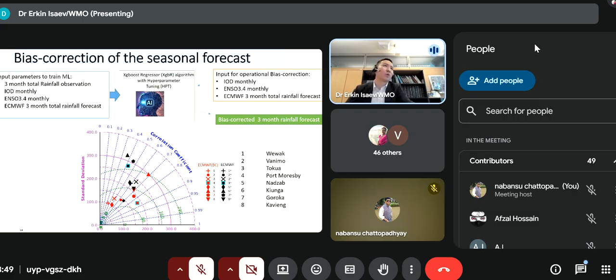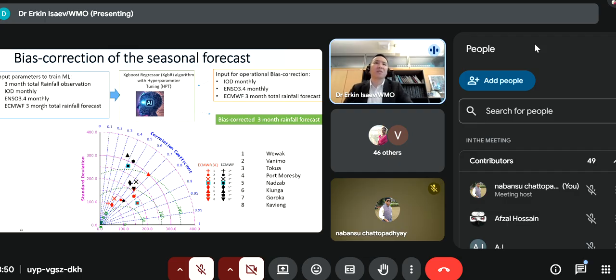This one was more appropriate, and we trained it by using 3 months rainfall observation from in situ, and also the archived Indian Ocean Dipole. It was used for more than 20 years, with daily and monthly indicators, and we divided 70 by 30, 70% for training and 30% for verification. And also these indexes, and also the archived forecast and hindcast of the ECMWF forecast.